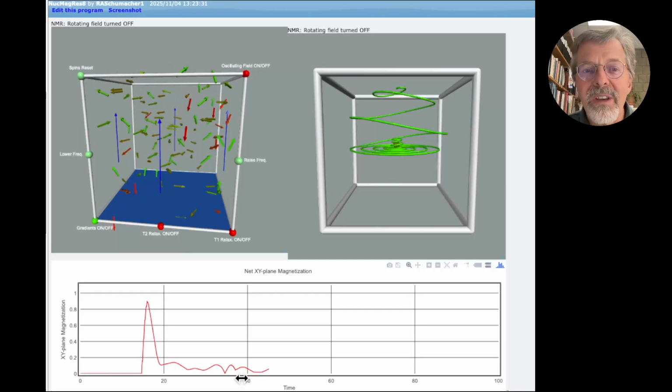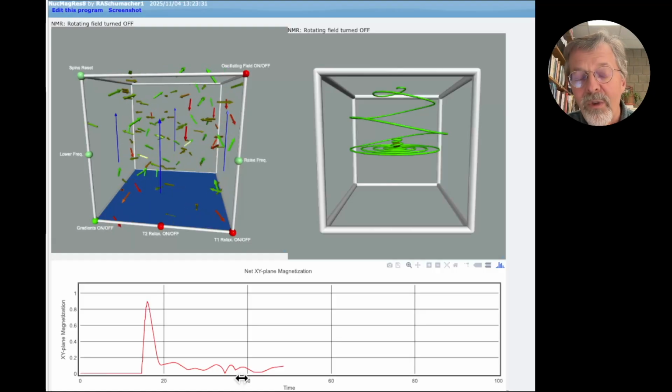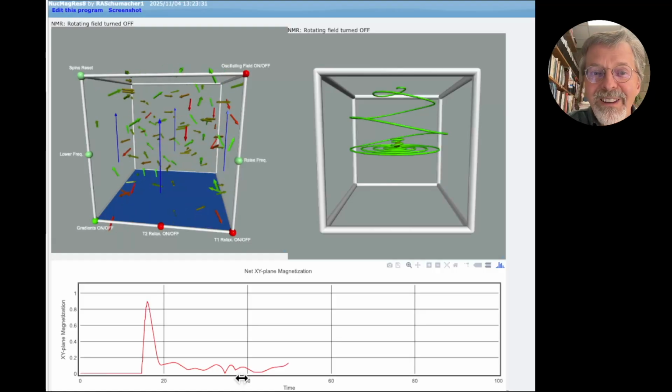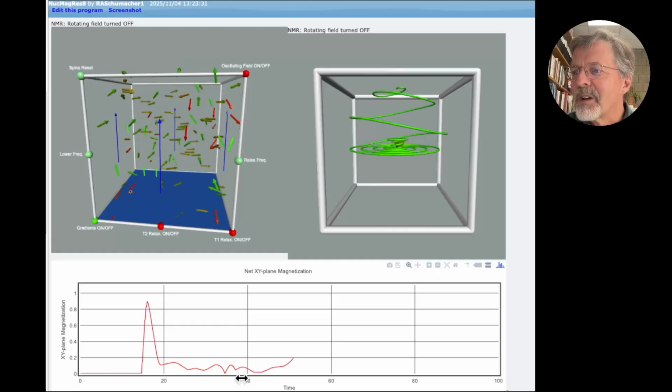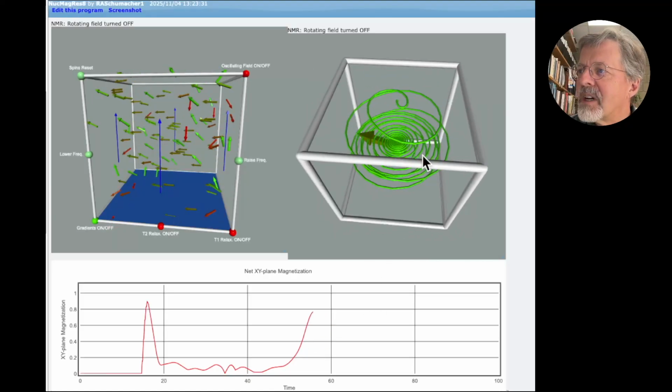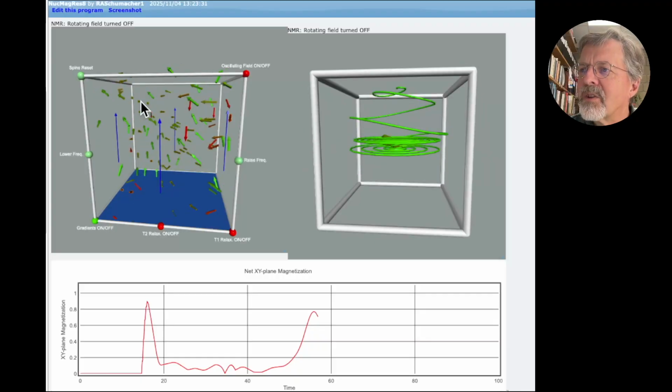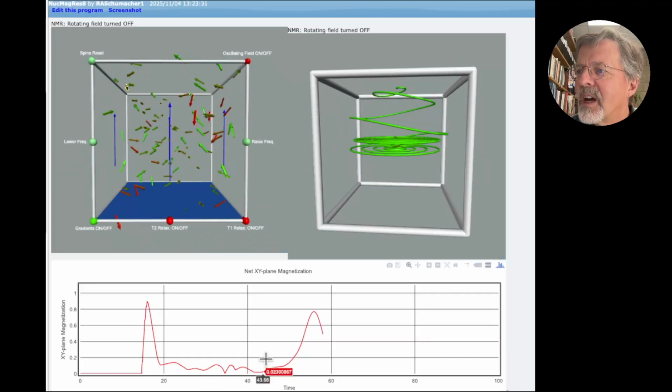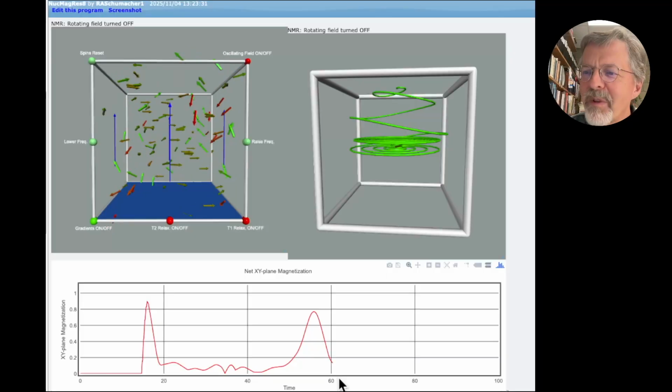And now we just wait, because as time goes by, the ones that were fastest, they were furthest ahead, now they're the furthest behind. And so as time goes by, they will eventually catch up with each other, and here it comes. Here comes the spin echo. See, it's rising. It's rising. The net magnetization increases. You can sort of see it here. And then, boom, we go over the top, and things get out of step again.